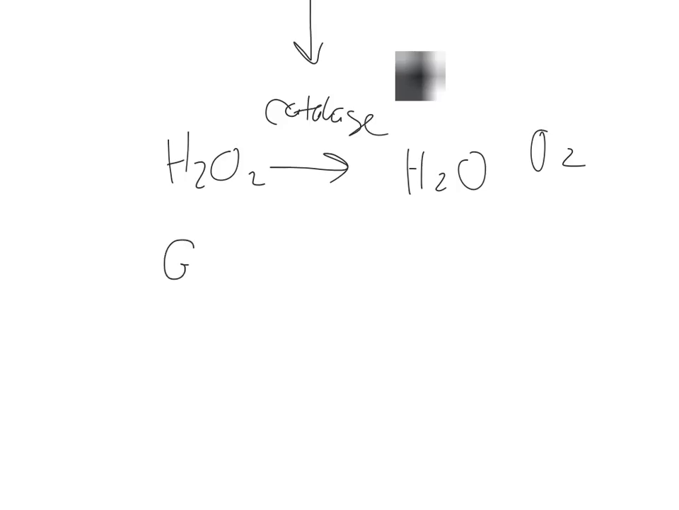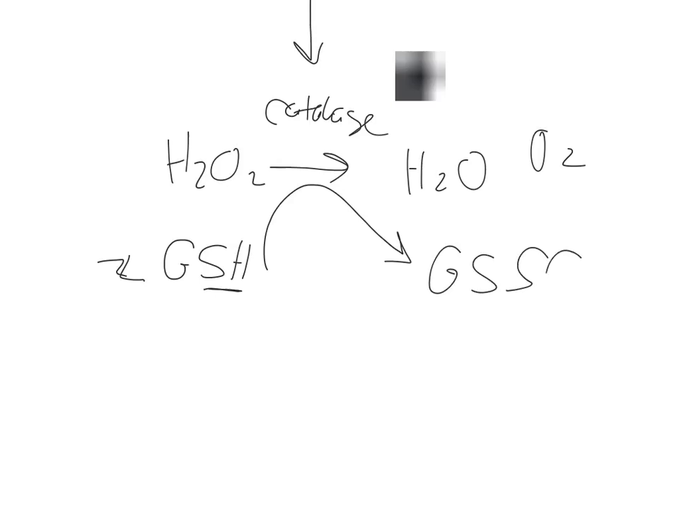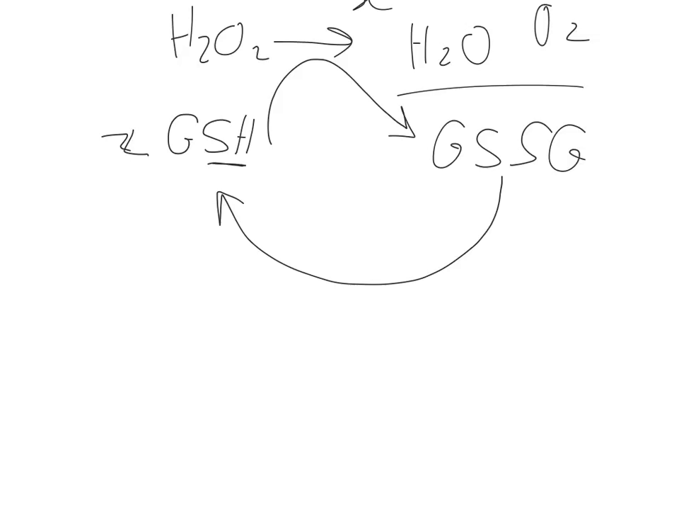So glutathione, which is this SH, stands for the thiol group. The sulfhydryl group is the thiol group. It will take two glutathione molecules, and it can convert those into the oxidized glutathione, allowing the hydrogen peroxide to be turned into water. Then to get the oxidized glutathione back to the reduced form, what you would do is you would use, again, NADPH.